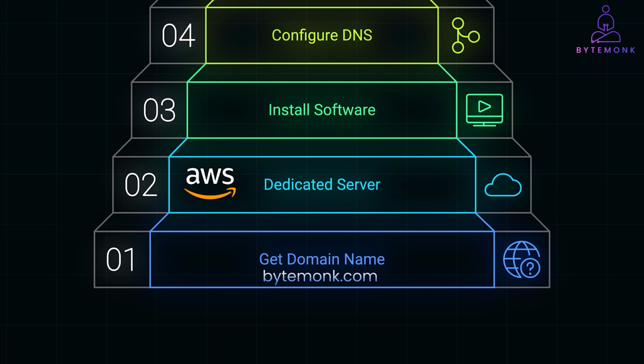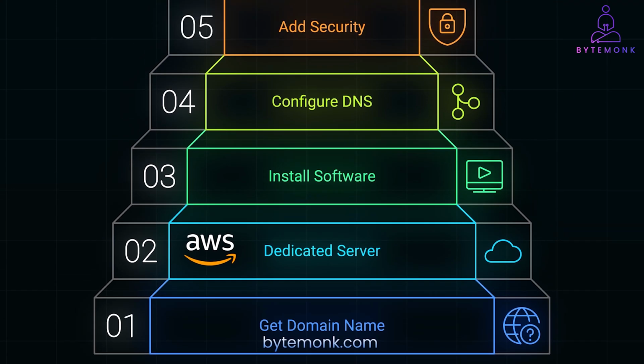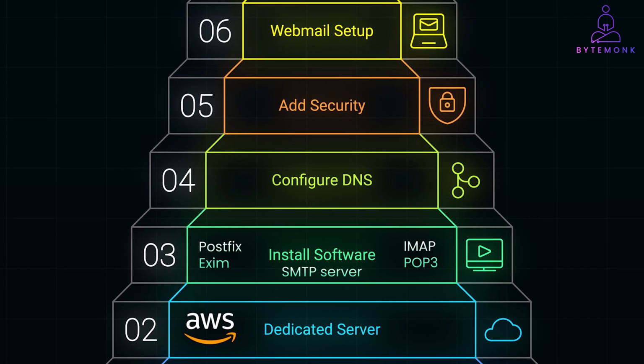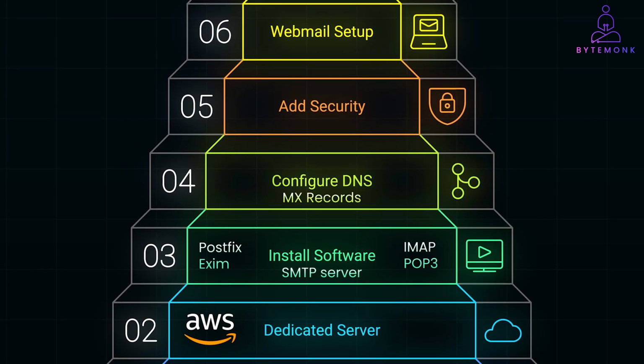Most mail server software is optimized for Linux. You then install the mail server software. You use an SMTP server like Postfix or Exim for sending emails and Dovecot for IMAP or POP3 if you want to retrieve emails. You then configure the DNS with MX, SPF, DKIM, and DMARC records. And this step is essential to route emails to your server and keep them secure.